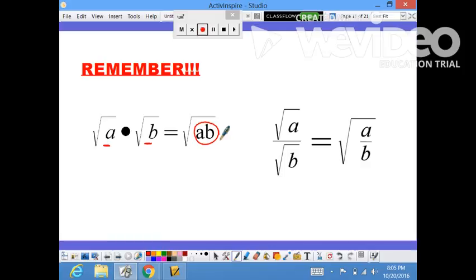Also, when you're dividing, when I have the square root of a divided by the square root of b, let's make sure we put that as a fraction with the square root sign on the outside. Because sometimes it's much easier to reduce the fraction first and then take the square root of it, as opposed to trying to do it individually. Again, this is just sometimes, but it's something good for you to remember in practice.